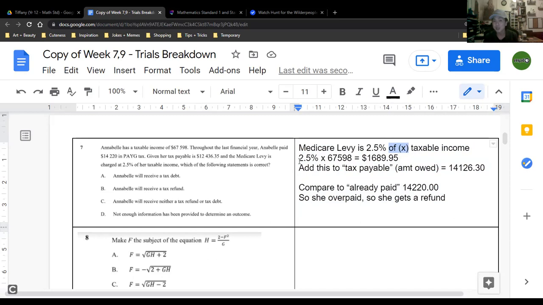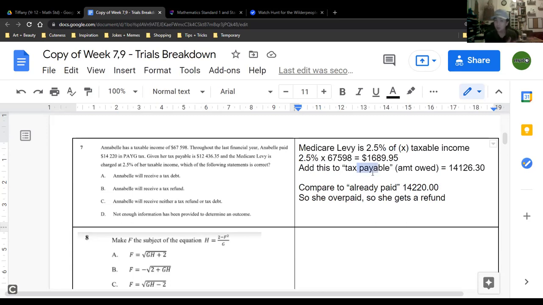So they tell you what the taxable income is. You take your 2.5%, you put a times symbol, you put the taxable income, so up here, 67598, and you get your answer. That's how much Medicare levy is also owed to the government. So that's how much she's supposed to pay. And then you add this to the tax payable.